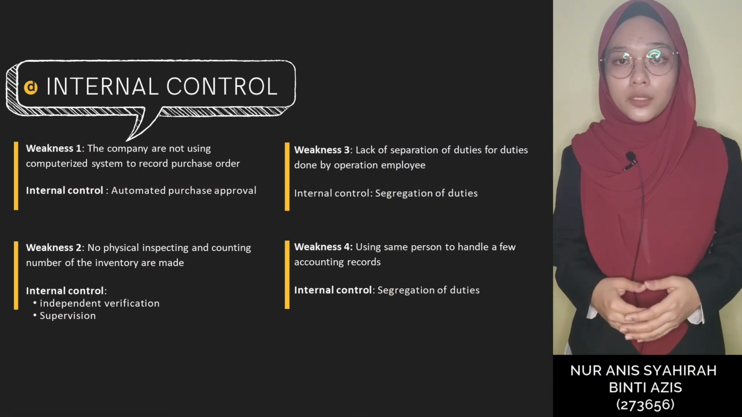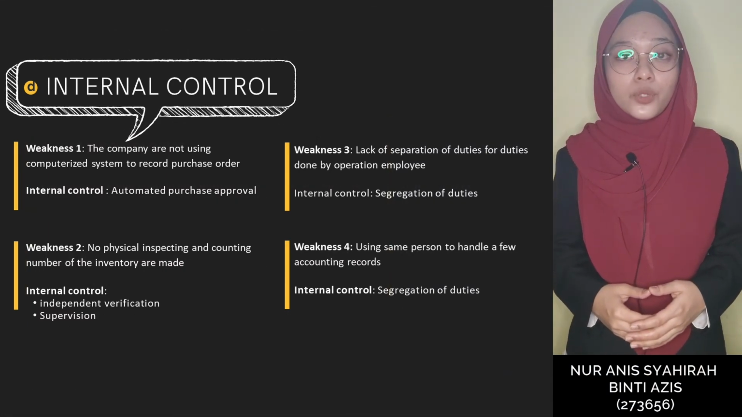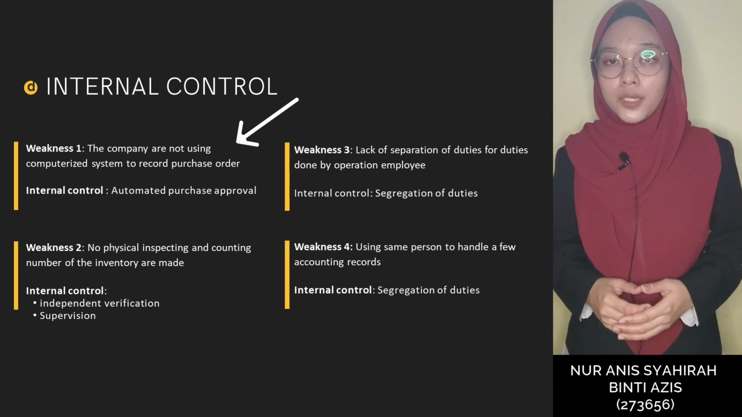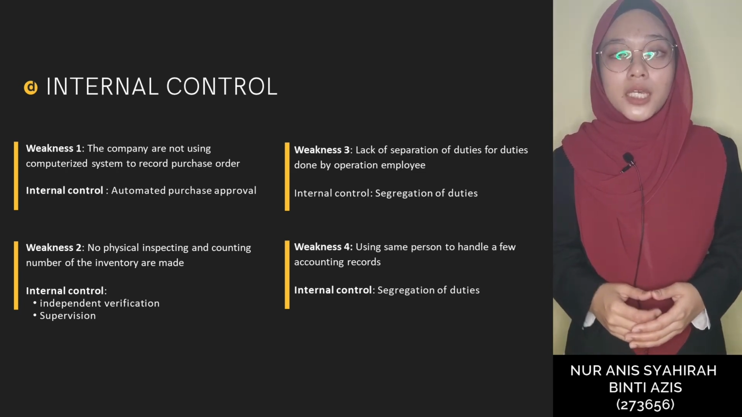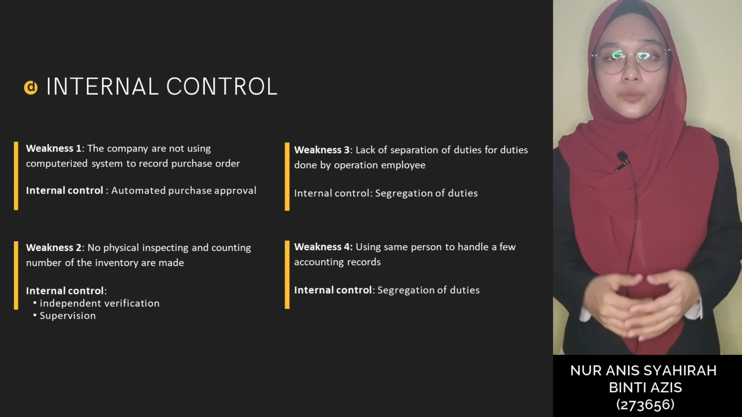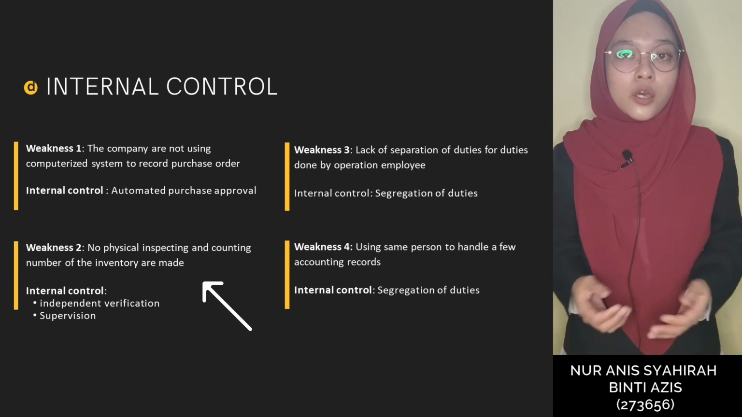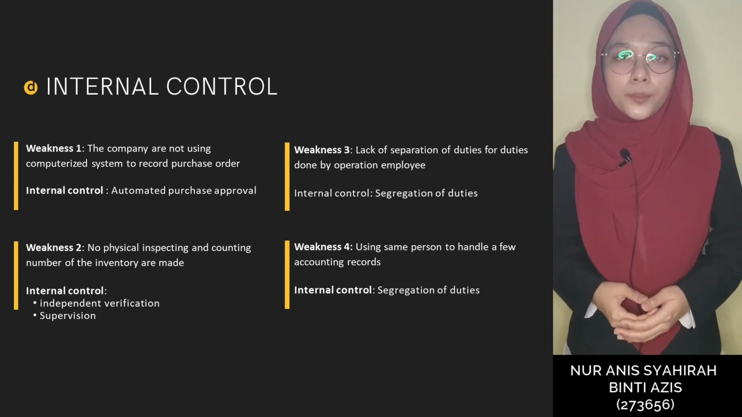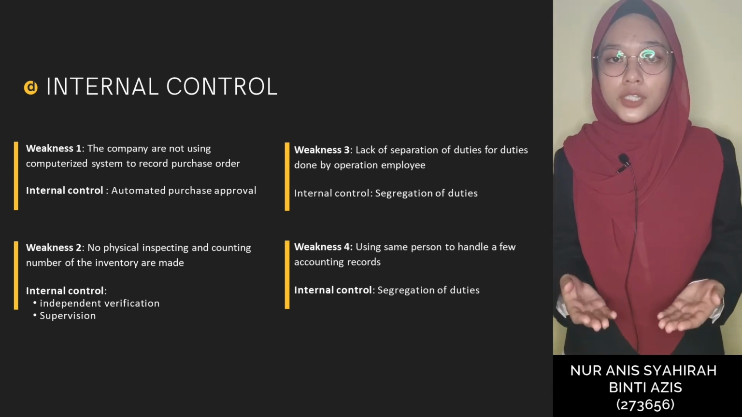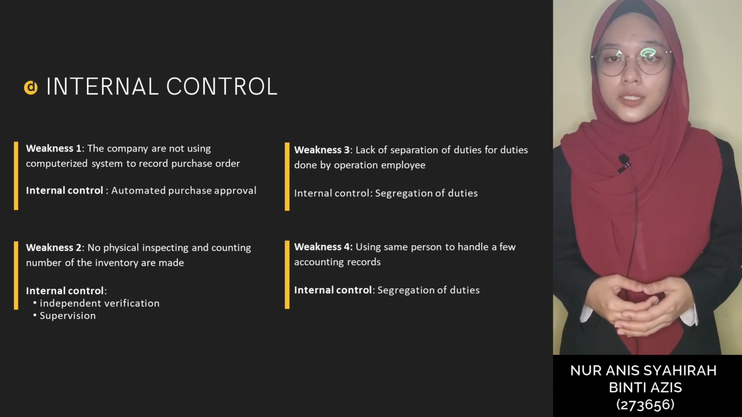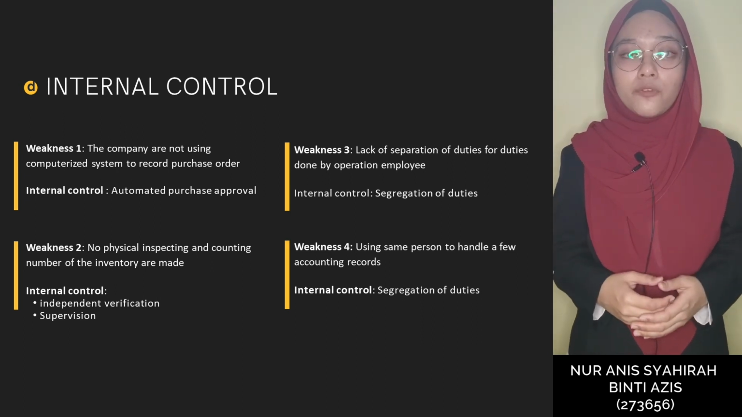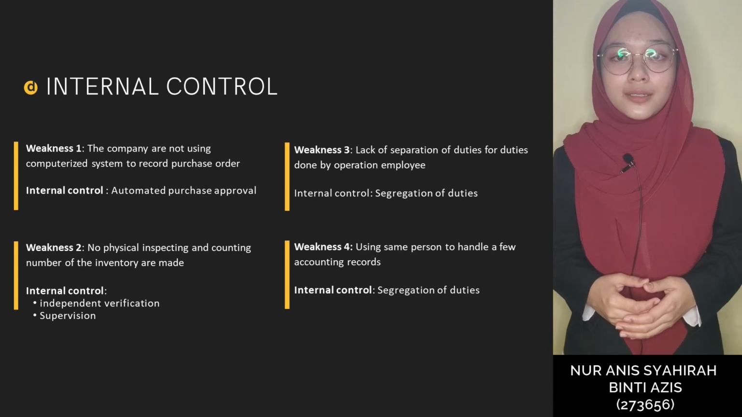Lastly, for the appropriate internal control to rectify each of the weaknesses, firstly, automated purchase approval should be made to make sure the purchase clerk is alert to what items to be purchased, when, and from whom. Next, for the second weakness, independent verification should be made, such as purchase orders being cross-checked with the amount on the supplier's invoice. Other than that, the company should also assign someone to supervise the inventory count process.